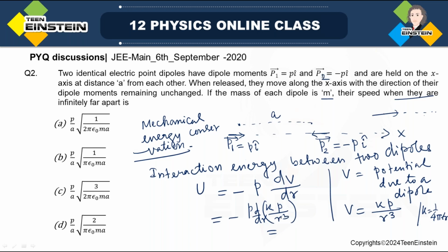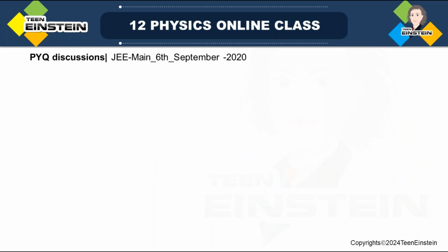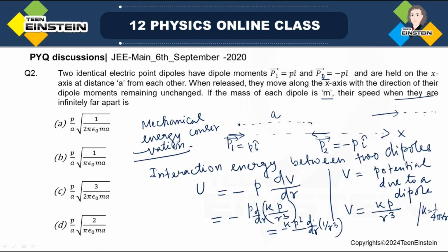We take this thing out, Kp square, and this is d by dR of 1 by R square. Then U is equal to minus Kp square d by dR of 1 by R square. So the potential of a dipole varies as 1 by R square, not 1 by R, and the electric field of a dipole varies as 1 by R cube.